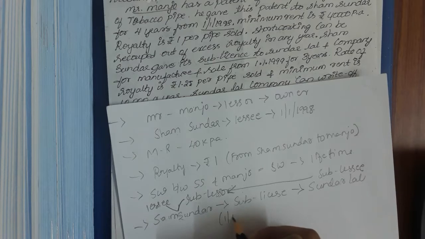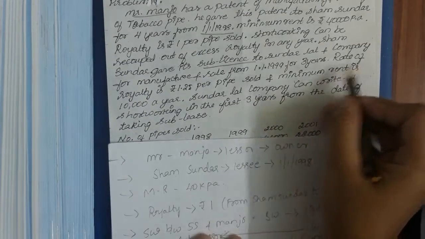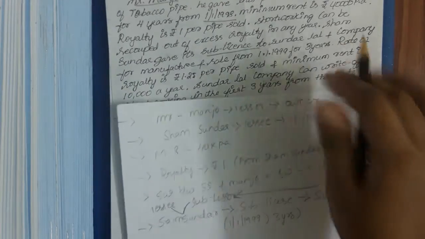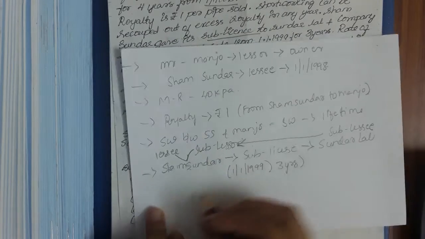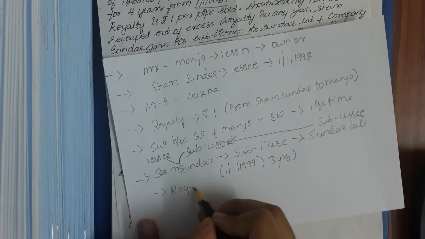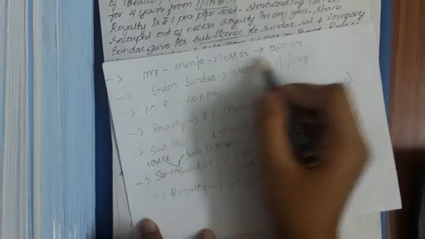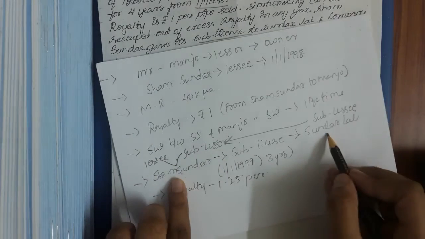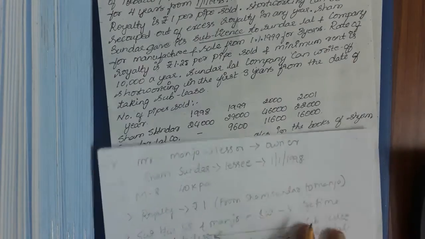From what date was it given? 1/1/1999. For 3 years he has given. Rate of royalty is 1.25 per pipe sold. So between Shyam Sundar and Sundar Lal, royalty is 1.25 per pipe. Between Manoj and Shyam Sundar, it is ₹1 per pipe. Between sublessor and sublessee, it is 1.25 per pipe.